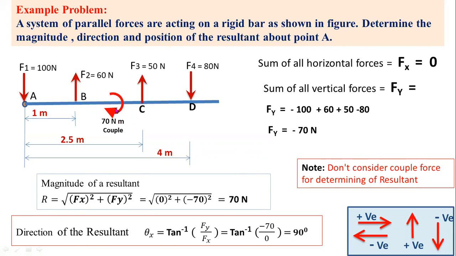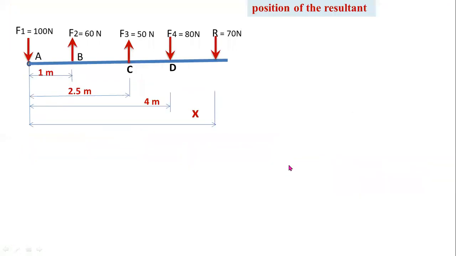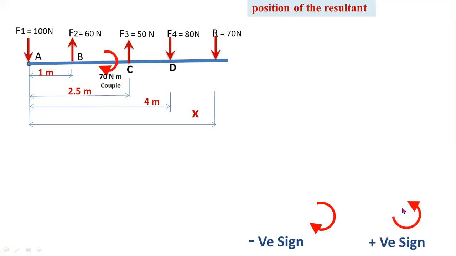Now you have to consider this couple force in the moment of force. For determining the position of the resultant, you have to consider this couple force. For a clockwise couple, you have to consider negative sign. For an anti-clockwise couple, you have to consider positive sign. These are the important sign conventions for determining the moment of force.